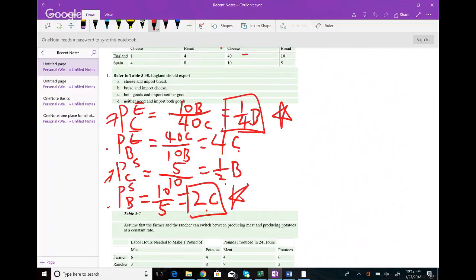So once you know which good the country has a comparative advantage in, that country should specialize and export that good. So since England has a comparative advantage in cheese, they will be exporting cheese only. And since Spain is good at bread, they will be exporting bread. On the side of England, they will be importing. So with Spain exporting bread, in this transaction England will be importing the bread. Okay, so we're going to say England will export cheese, that's the comparative advantage, and import bread. So A is our answer. Okay, the answer is A. All right, and then next.